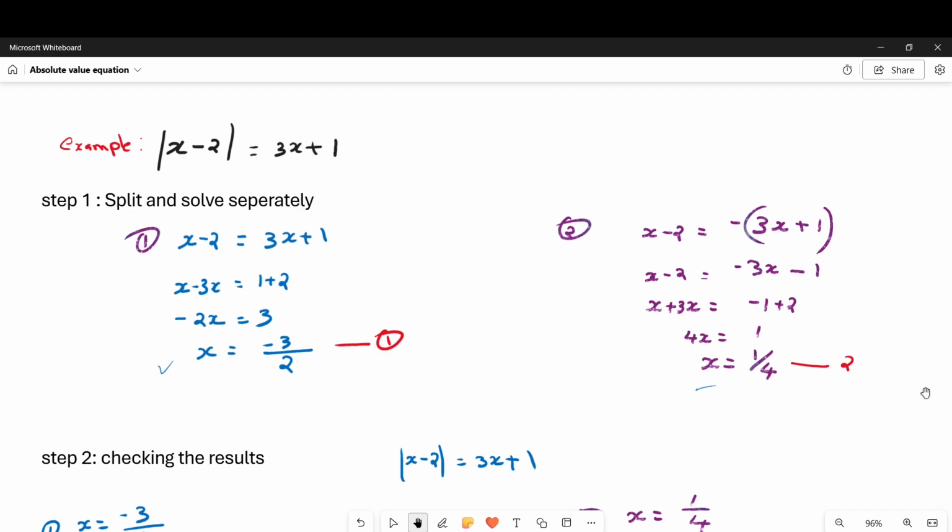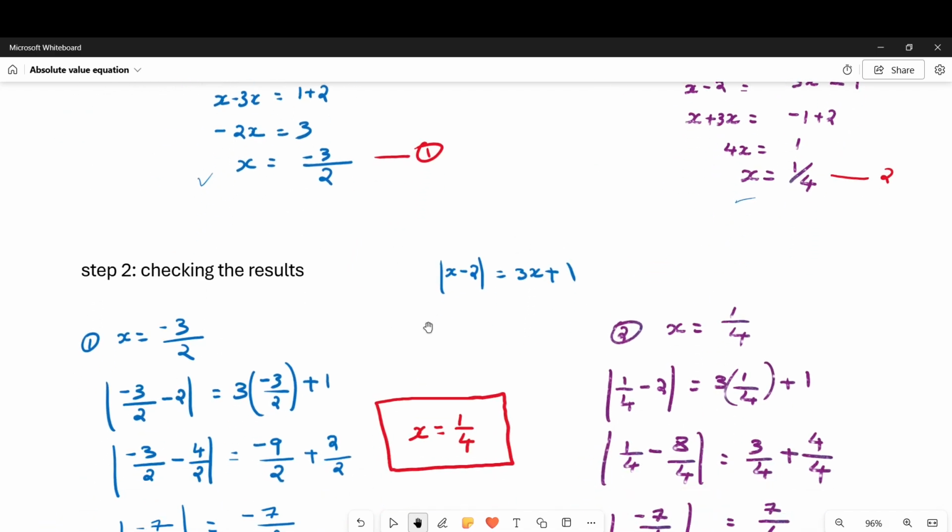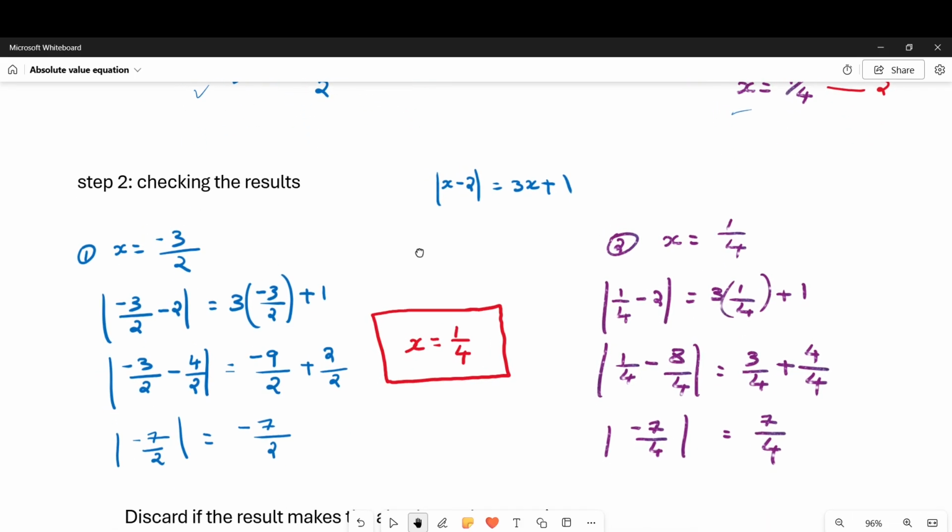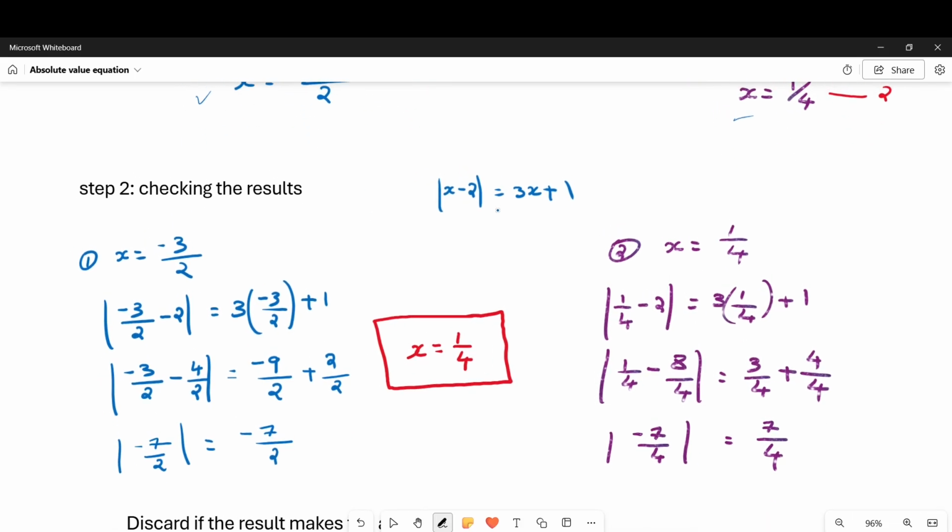Now we need to check. Since we have two values, always keep in mind that we need to check whether both answers are correct or not. While checking, this is the actual equation: the absolute value of x minus 2 is equal to 3x plus 1. So we substitute x is equal to minus 3 by 2 in the original equation: minus 3 by 2 minus 2 is equal to 3 into minus 3 by 2 plus 1. While computing, we will have an equation like this.